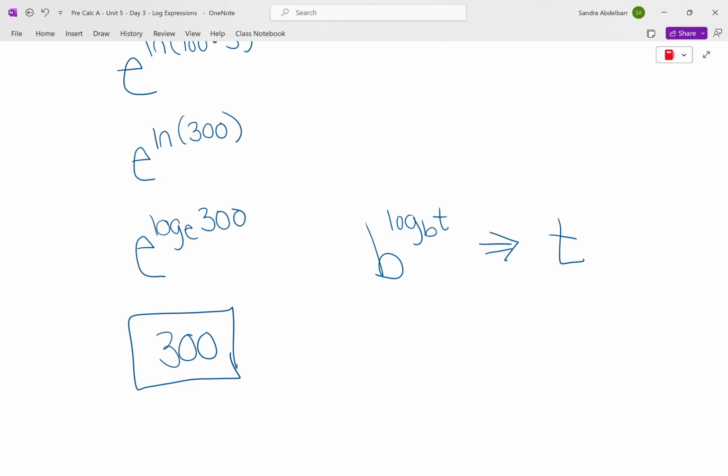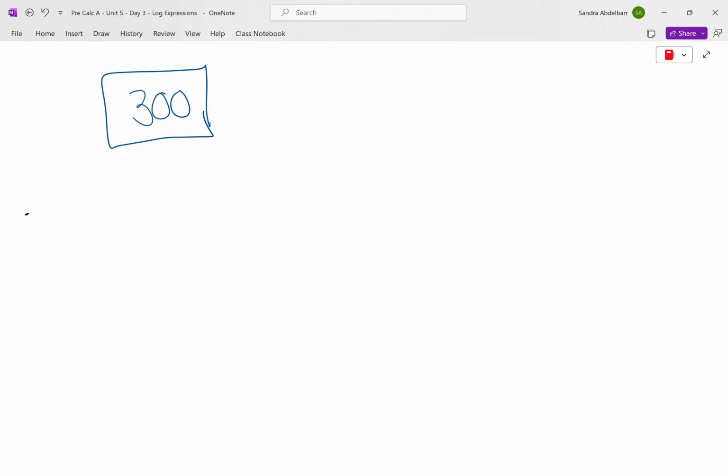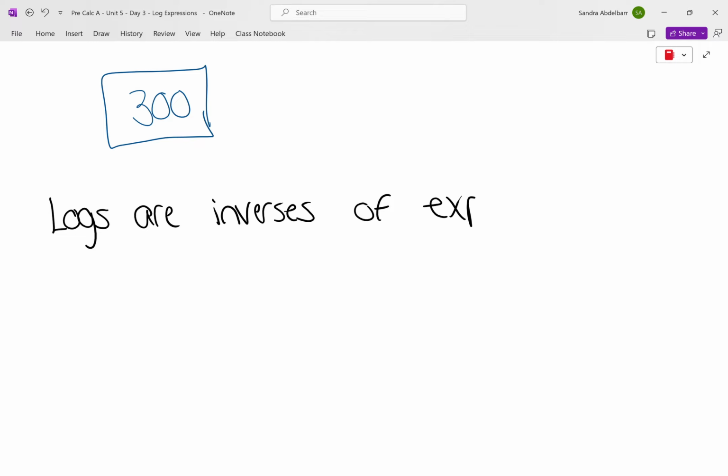All right, very last thing we're going to discuss. I know I'm throwing a lot of information at you. Okay, logs are inverses of exponential functions.